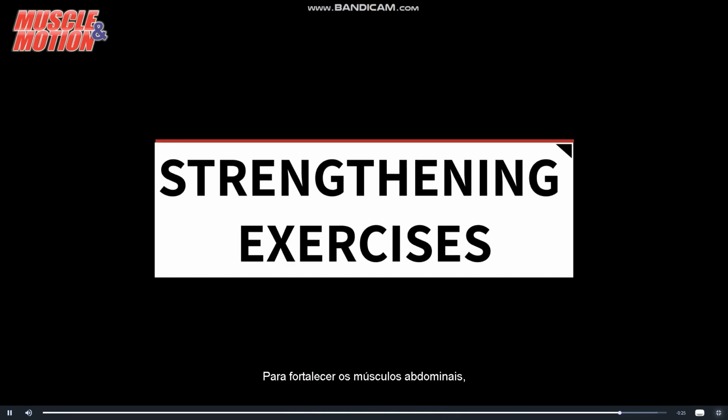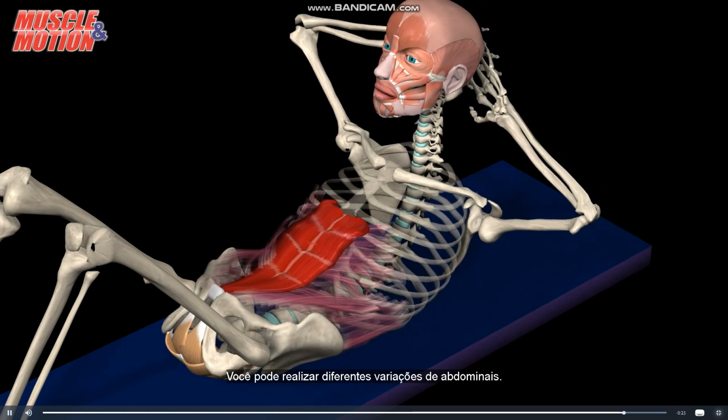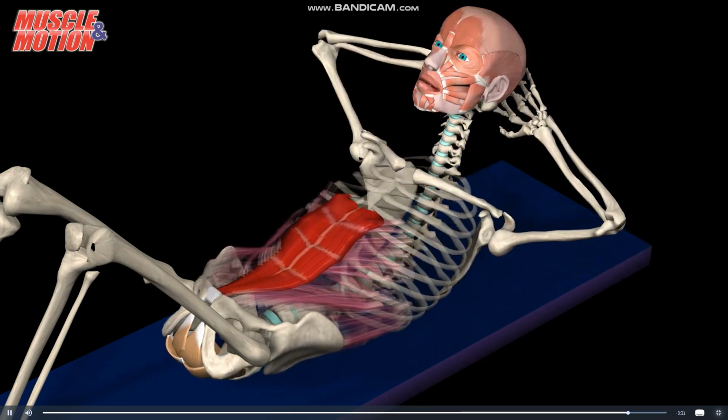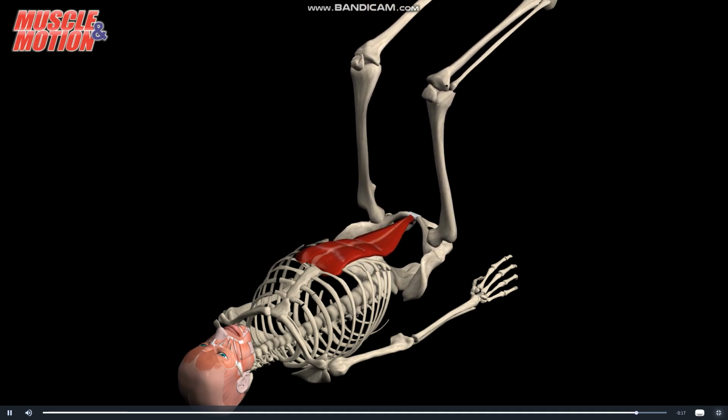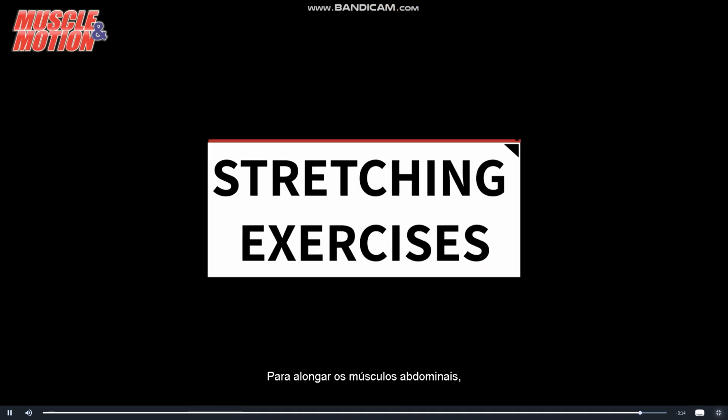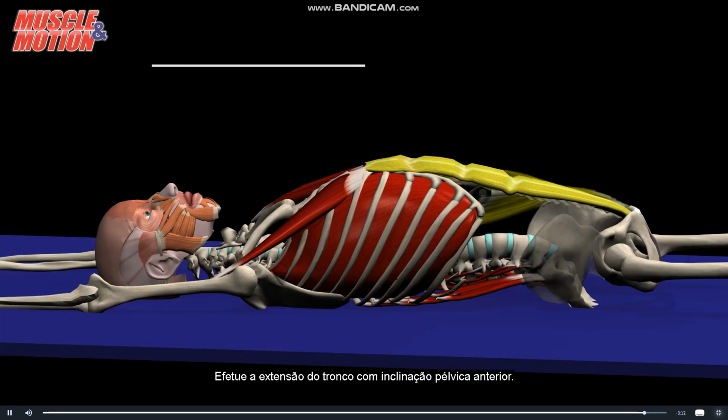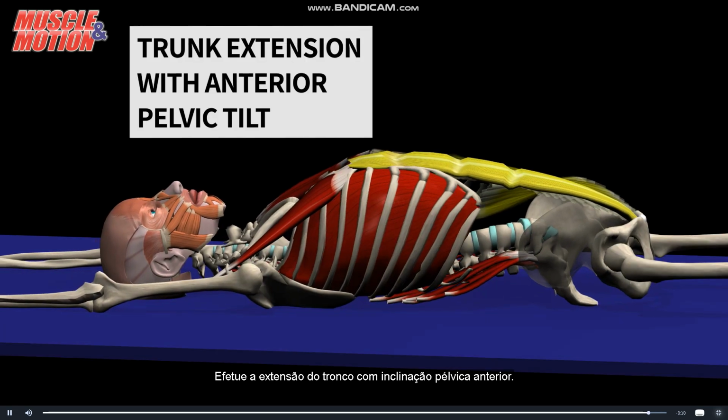To strengthen the abdominal muscles, you can perform different variations of crunches. To stretch your abdominal muscles, utilize trunk extension with anterior pelvic tilt.